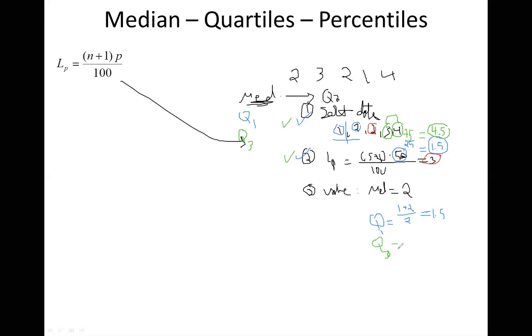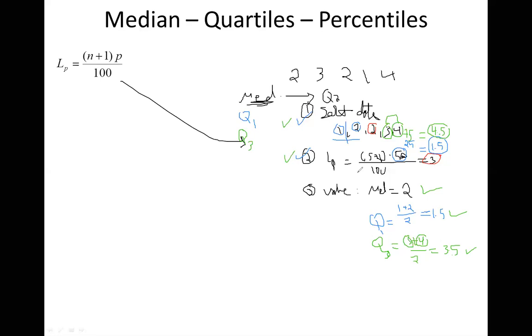now equals 3 plus 4 divided by 2. 3 is value number 4, 4 is value number 5. That divided by 2 equals 3.5. So from that very simple example, I explained how to find the median, and we find the value equals 2. How to find the Q1, its value equals 1.5. And for the Q3, its value will be 3.5.